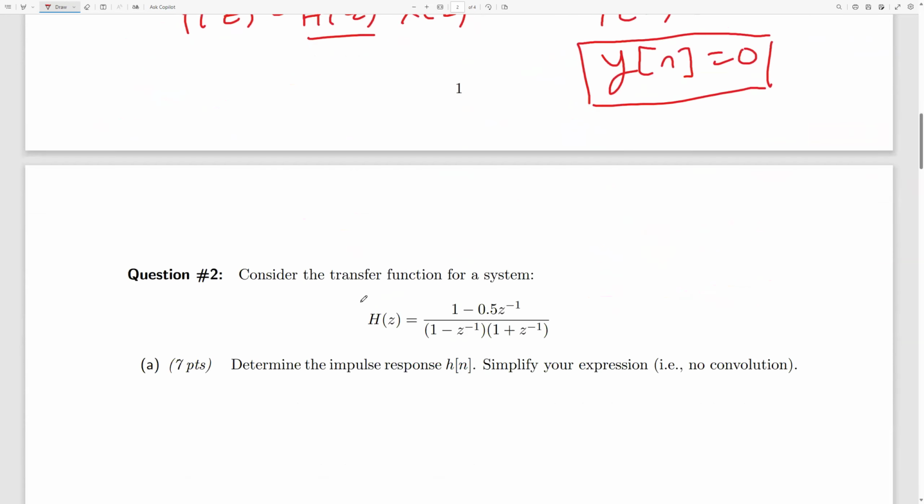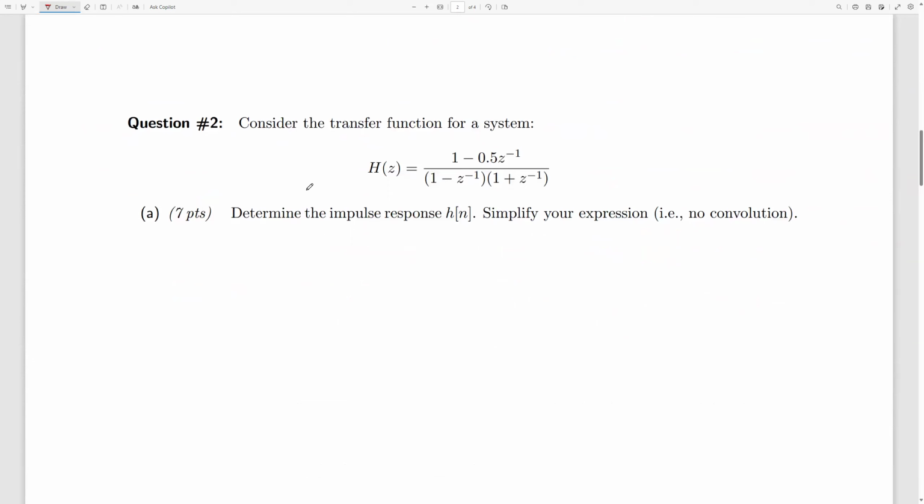Next, on the next question, consider the transfer function for a system H(z) = (1 - 0.5 z^-1) over this, determine the impulse response h[n]. Since this is the partial fraction decomposition week, you kind of know you need to do that right away. So what you'll need to do is, okay, H(z), well, we'll just ignore writing that.